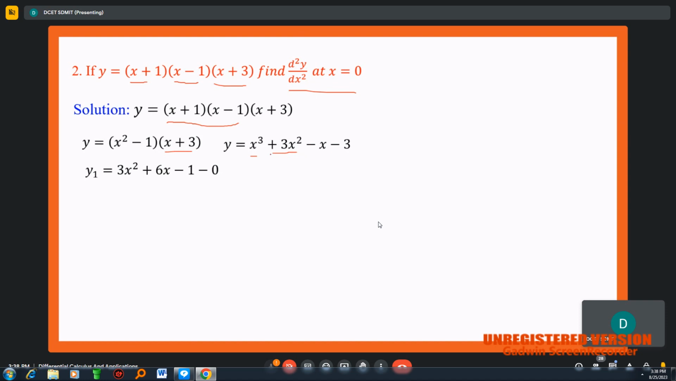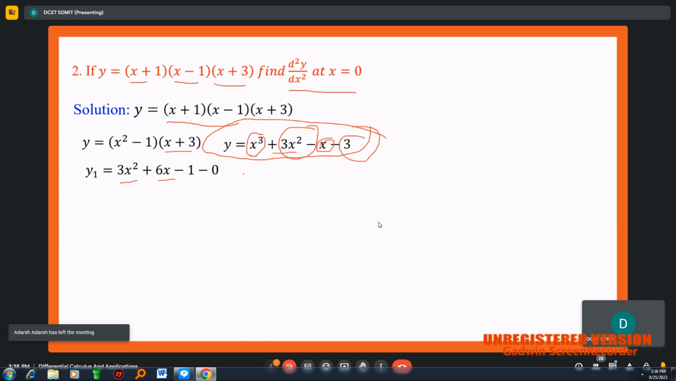No further simplification is necessary here. Directly we can find the derivative. y is equal to x cube plus 3x square minus x minus 3. Now we have to differentiate. The differentiation of x cube is 3x square. The differentiation of 3x square is 6x. Minus the differentiation of x is 1. The differentiation of 3 is 0. Now y1 is equal to 3x square plus 6x minus 1. Now this is y1.